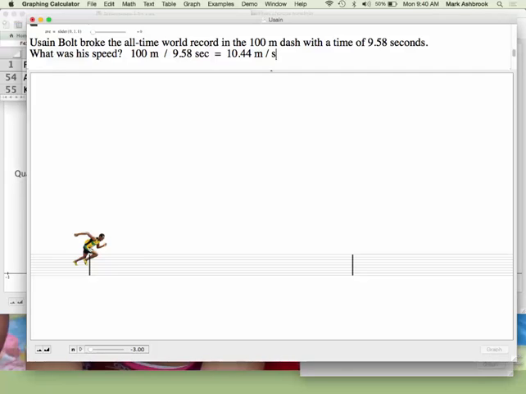Okay, so this is his speed in the race. So let's just focus on that number, 10.44 meters per second. What does that mean, 10.44 meters per second? Okay, so every second he covers 10.44 meters. That's what that number means, 10.44 meters every second. Is that what happened? So this reproduces his race here.